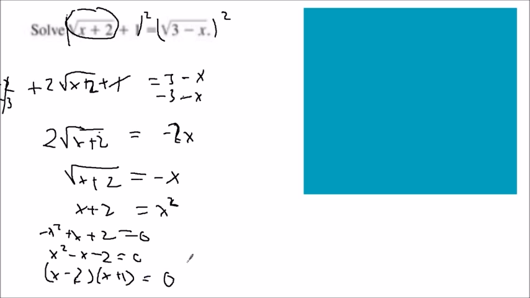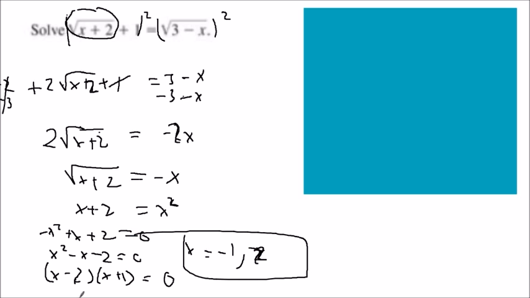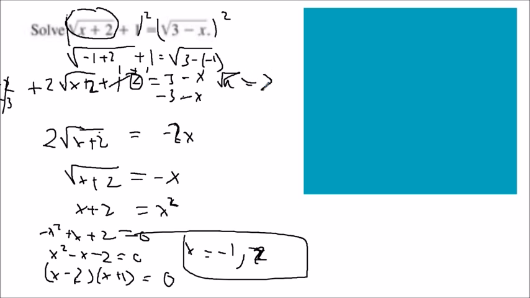So our two solutions should be x equals negative 1 and x equals positive 2. However, we're going to put it back in the equation. So let's see if it's true. We'll add negative 1 into the equation, right? Square root of negative 1 plus 2 plus 1 equals square root of 3 minus negative 1. So negative 1 plus 2 is 1, plus 1 is 2. And then 3 minus my negative 1, that's square root 4, which is 2. So 2 is equal to 2, correct?